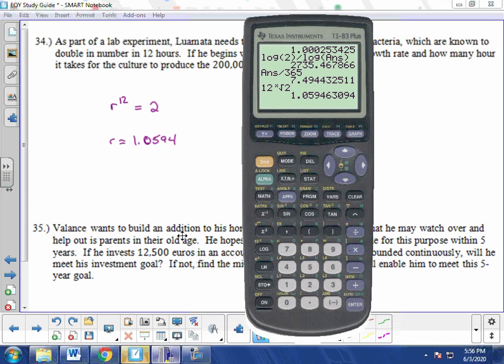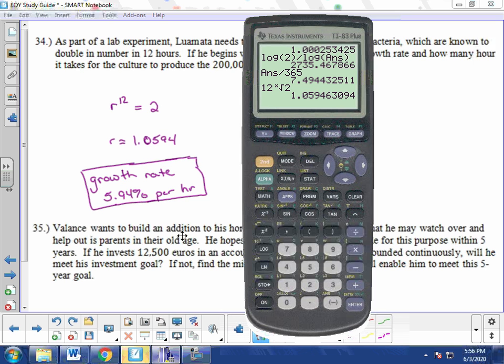So the growth rate is actually 5.94% per hour. So anything greater than 1 is a growth, anything less than 1 is a decay, and that difference is going to be the rate at which it's growing. So if I took this number and I subtracted 1, this gives me the growth here, and the growth is going to be 5.94%. Now I'm going to just add back 1, so I have that number in my calculator.